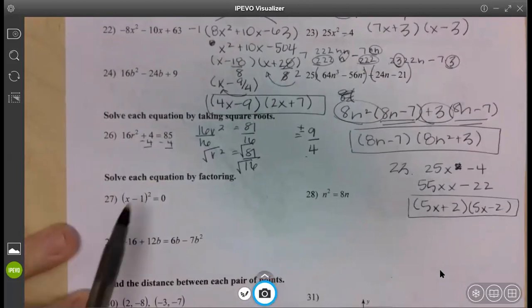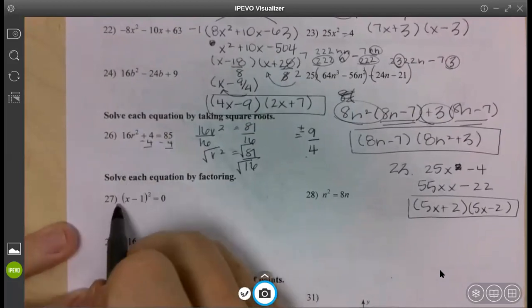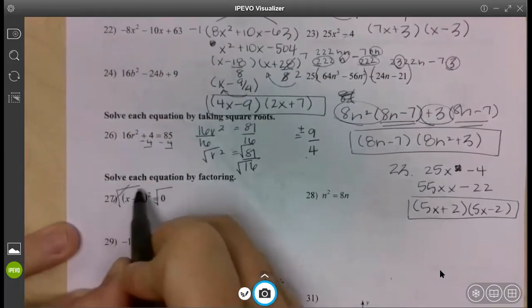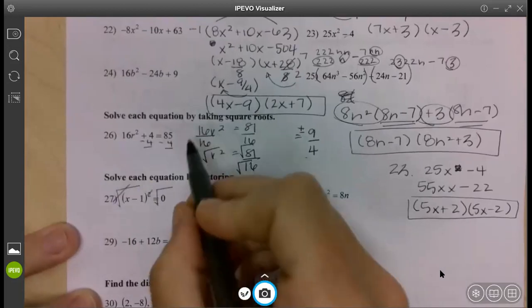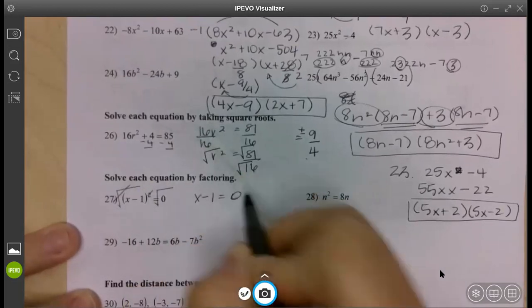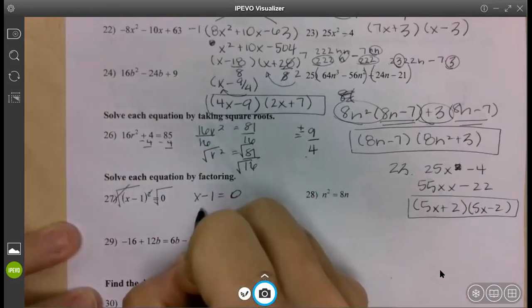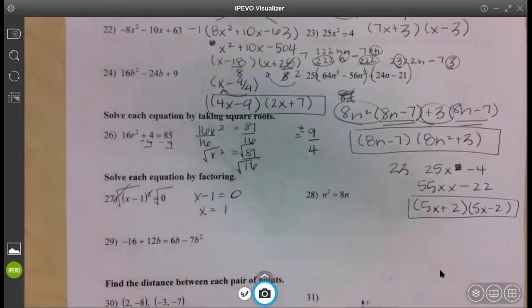Okay. Same thing on the next one. It has a square. So we're going to take the square root to get rid of that. The square root of 0 is 0. And then I'm going to add 1. So 0 plus 1 is 1.